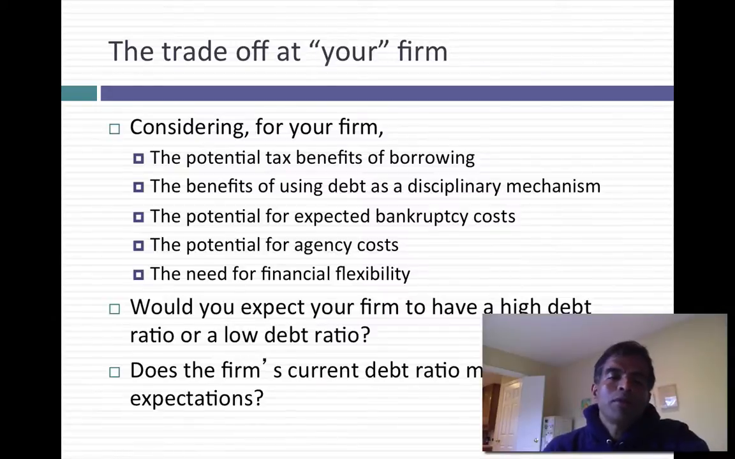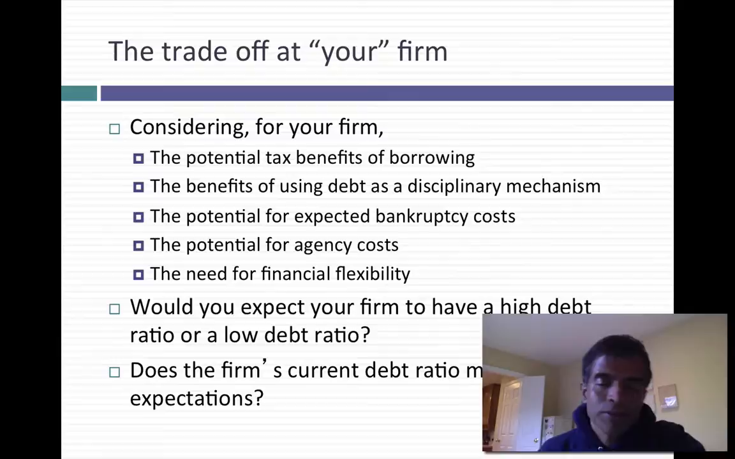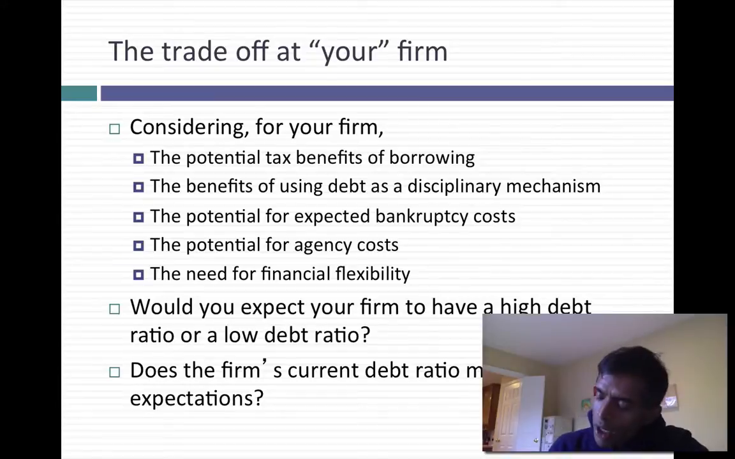So here's the first step in the trade-off. When you look at your firm, you want to look at the potential tax benefits to borrowing, the potential for using debt as a mechanism to discipline your managers, the potential for creating expected bankruptcy costs in your firm, the potential for agency costs in your firm, and the need for flexibility in your firm. The key word is your firm. That trade-off might give you the answer in your firm that your firm should borrow a lot of money, but for your neighbor's firm or your friend's firm, it might not get the same answer because that firm might have very different characteristics. And once you've come up with a judgment on how much your firm should be borrowing, then you can look at what the company actually borrows to see if in fact it matches up to what you'd expected.